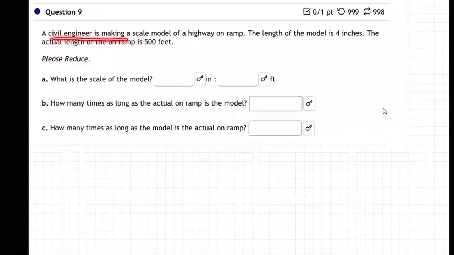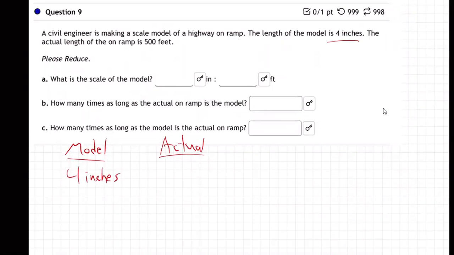Okay, so a civil engineer is making a scale model of a highway on-ramp. The length of the model is 4 inches. The actual length of the ramp is 500 feet. What is the scale of the model? Okay, so same kind of thing. So we have the model and we have the actual, and it says the model is 4 inches and the actual is 500 feet. Okay, and it says, what's the scale of the model?